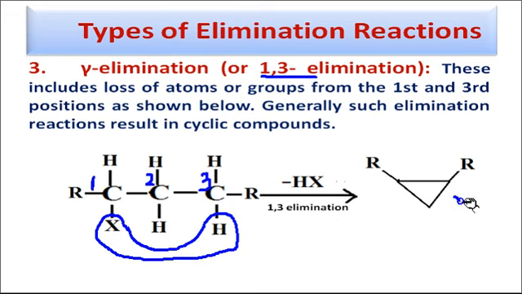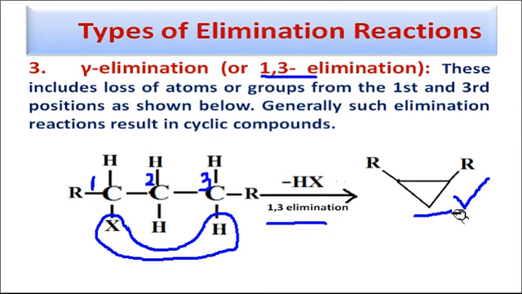So this results in the formation of the cyclic compound. Okay, so this is the 1,3 elimination. So it is very clear now that alpha elimination, that is the 1,1 elimination, resulted in the formation of carbenes, while beta elimination, that is the 1,2 elimination, resulted in the formation of the unsaturated hydrocarbon, while the gamma elimination, that is 1,3 elimination, resulted in the formation of the cyclic compound.